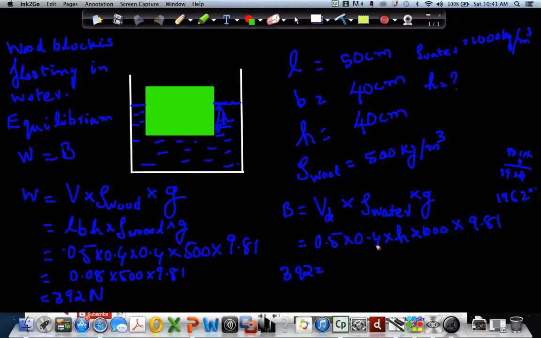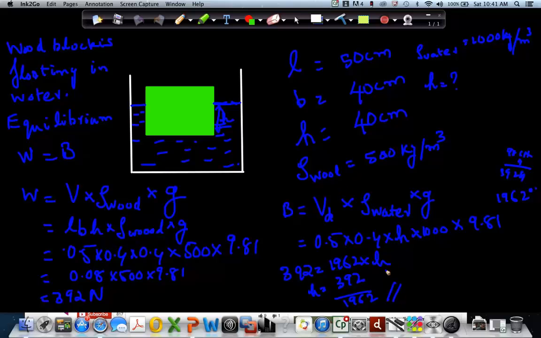200 into 9.81, so it's 1962 into H. So H is equal to 392 divided by 1962, which I think you should divide and find. That gives you the answer in meters, right? So this is the answer. Please divide it yourself and find it out.